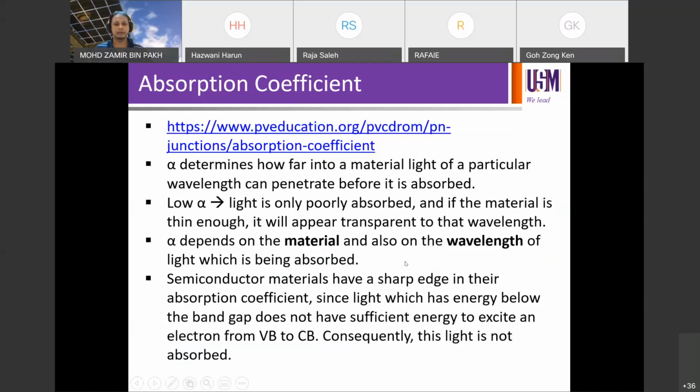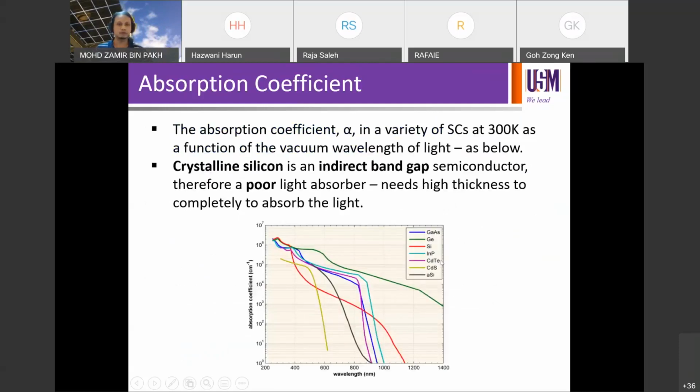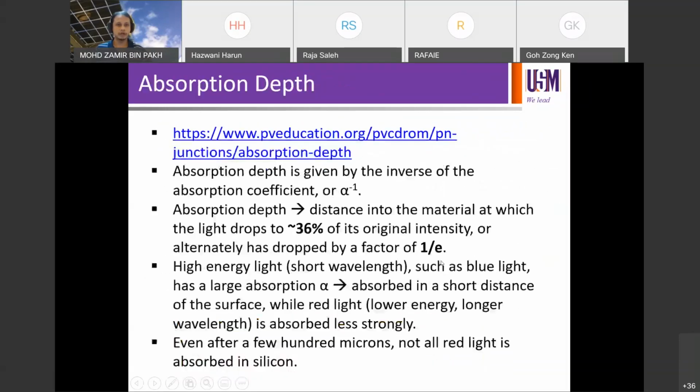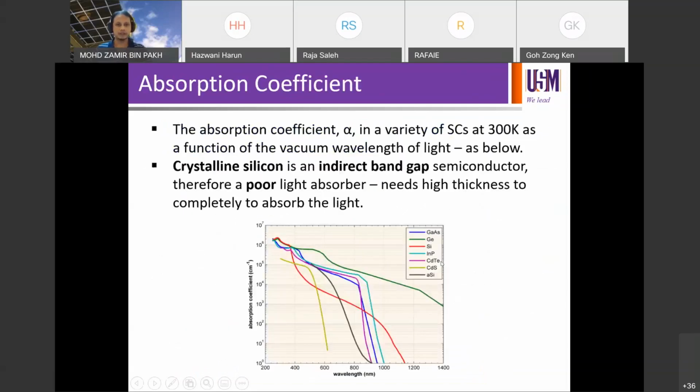Semiconductor materials have a sharp edge. Okay, you can see this later on. Let's just go through this page and I'll stop. Absorption coefficient still. So the absorption coefficient in a variety of semiconductor materials at 300 Kelvin is shown in the figure down here. Right, crystalline silicon is an indirect band gap.